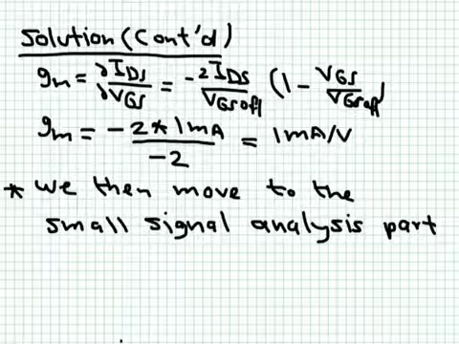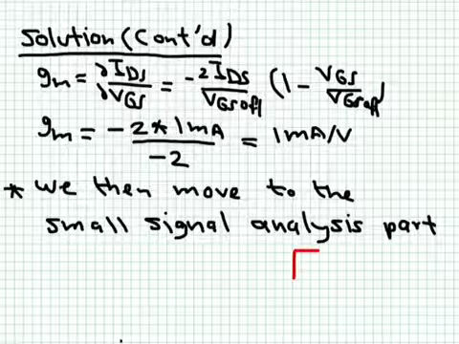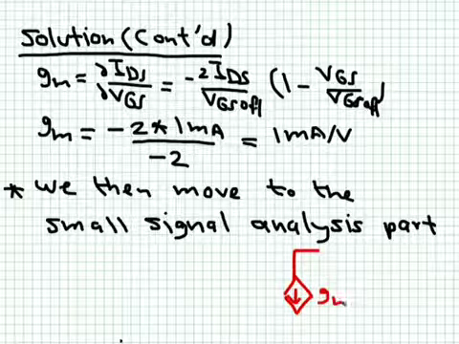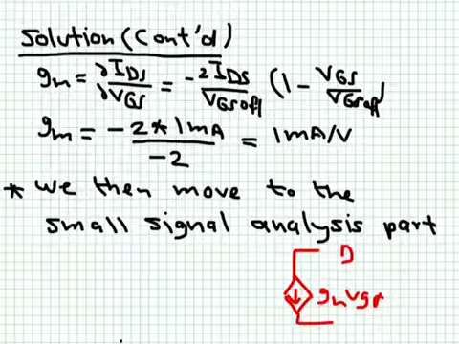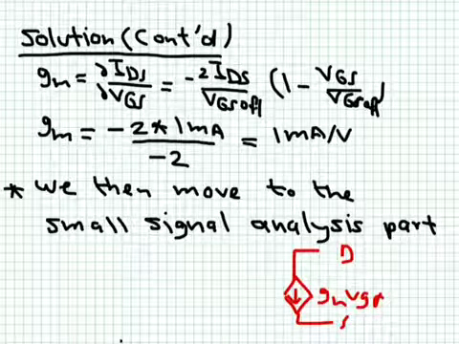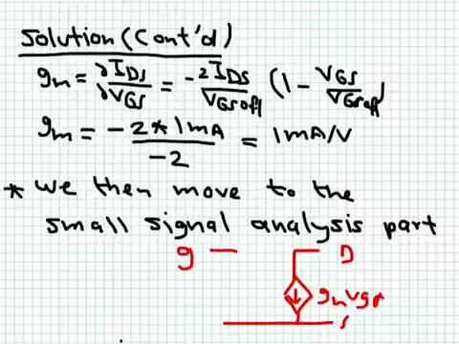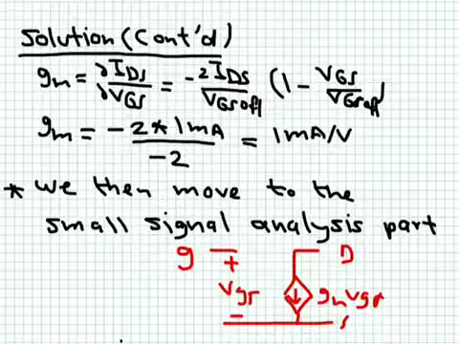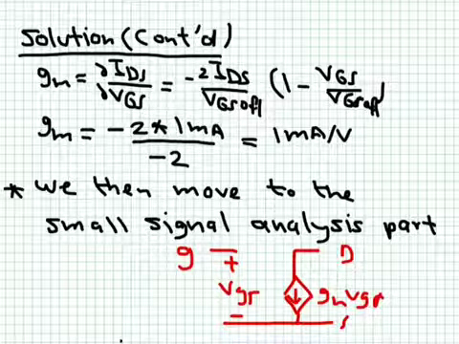Now we know what our small signal model is. Our small signal model looks something like this. There is a current source with a value GM VGS, flowing from the drain to the source. Okay? And then this is our source here. This is a common source configuration. This is the gate, and this is what we call VGS. This is the model that we replace the transistor with in order to calculate the gain for small signal AC analysis.